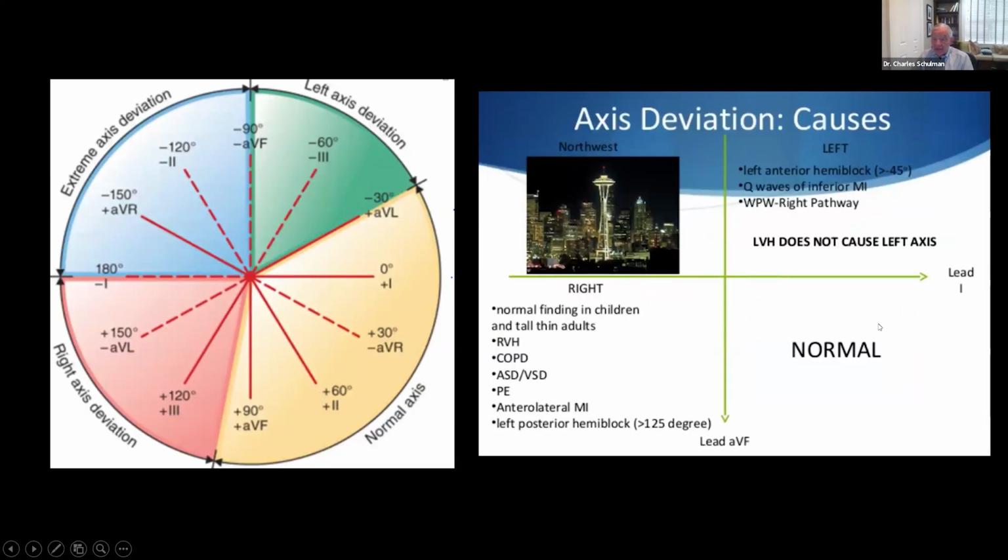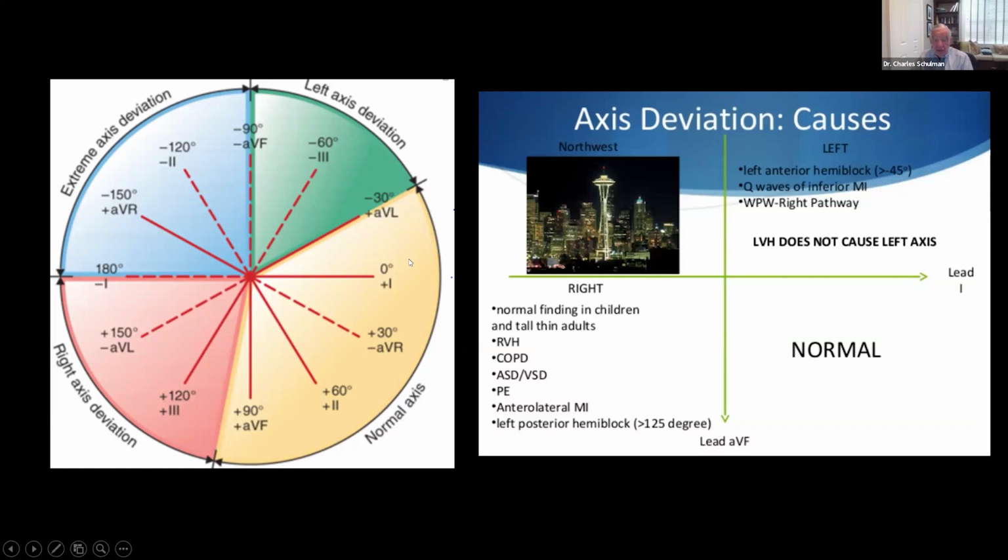In the frontal plane, that is, with leads 1, 2, and 3. Oh, you know what I didn't tell you is that leads AVR, AVL, AVF are unipolar leads, so that the reference electrode is right in the center. AVR is on the right arm, AVL is on the left arm, and AVF is the foot. We can calculate axis using this information.